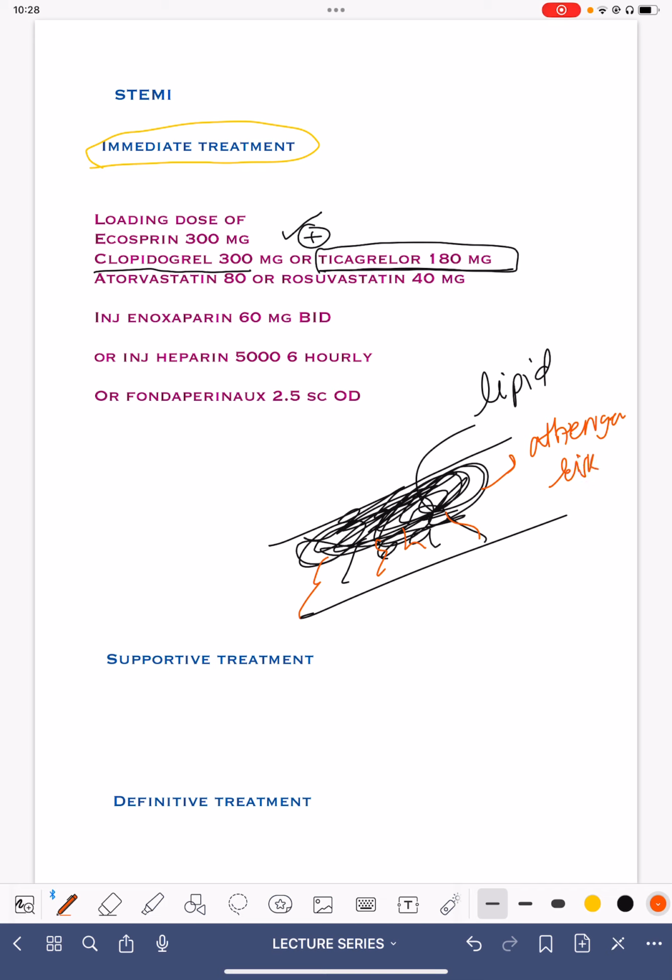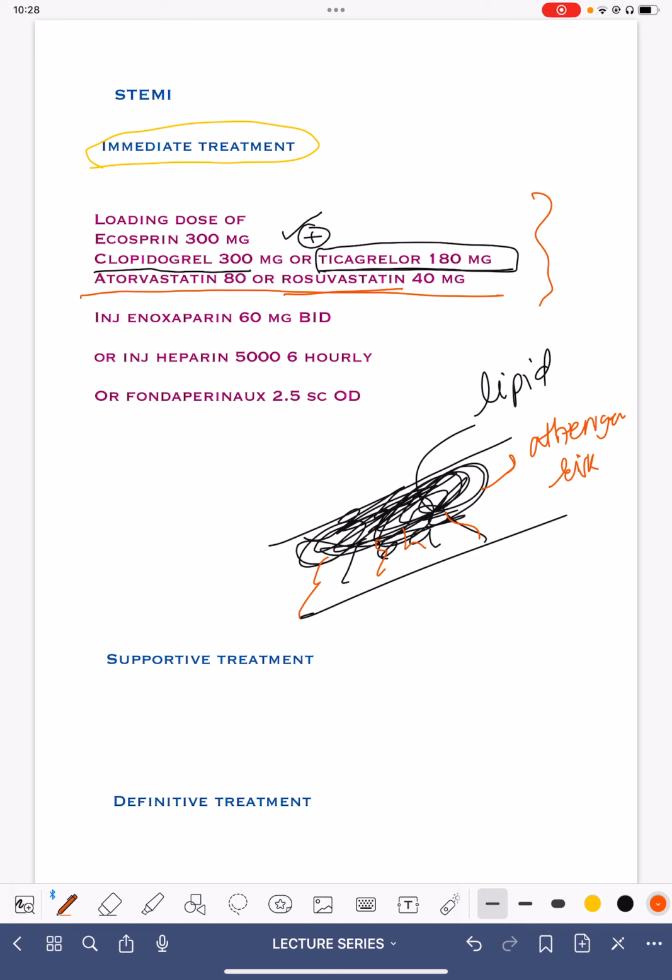That is the reason why we give statin in a loading dose. So the statin loading dose is either rosuvastatin 40 milligram, which is a high dose, or atorvastatin 80 milligram, which is twice the dose of rosuvastatin. So this is the antiplatelet and the statin which is given immediately as soon as the STEMI is diagnosed, without delay or without doing anything.